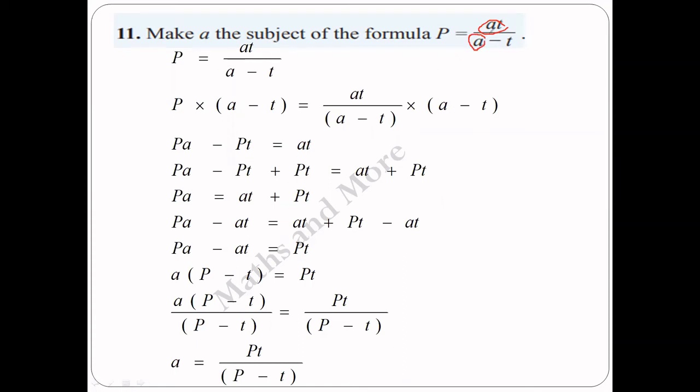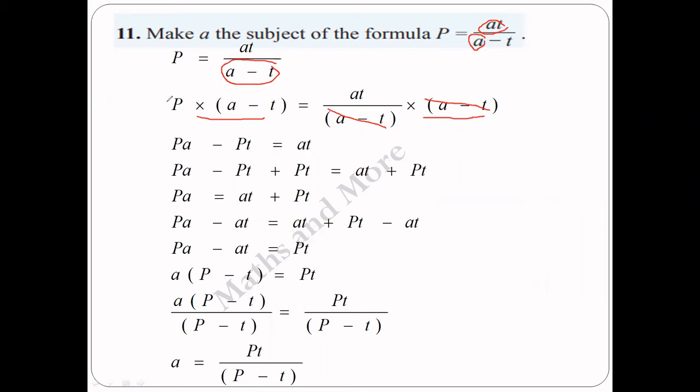So what we do here, A minus T is in the denominator. To remove that A minus T, here this is a division, so you have to multiply both sides by A minus T. Multiply this side by A minus T, multiply the right hand side also by A minus T. Then you can cancel this A minus T denominator with the numerator A minus T.